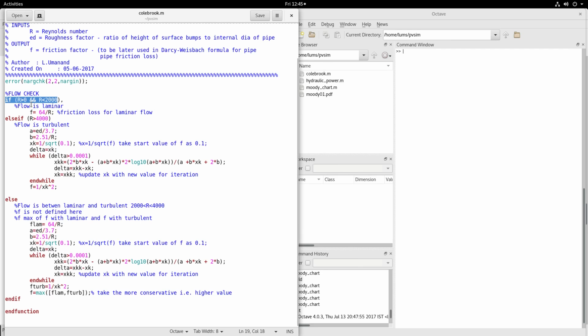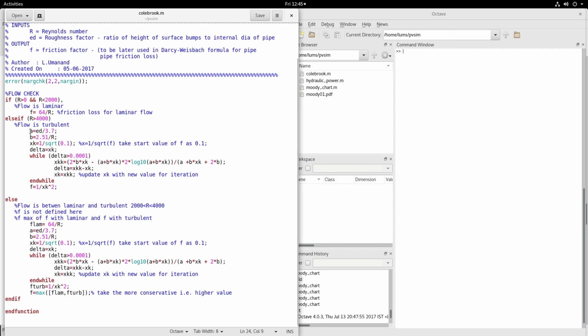So between 0 and 2000 we have seen that the flow is laminar, and the equation used is f equal to 64 by Reynolds number. So this will give the friction factor if the flow is laminar. Else, if the value of the Reynolds number is greater than 4000 and we say that the flow is turbulent, we will use the Colebrook equation.